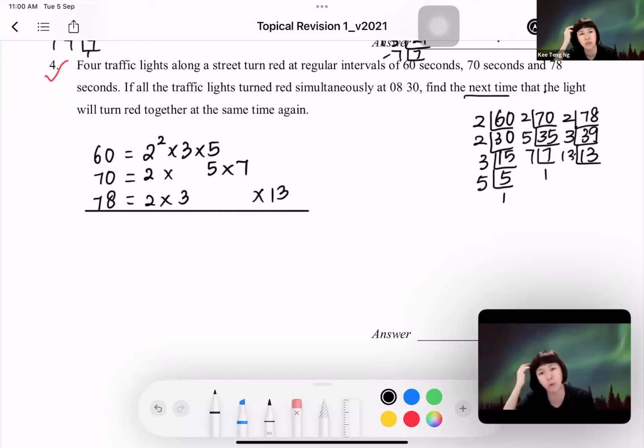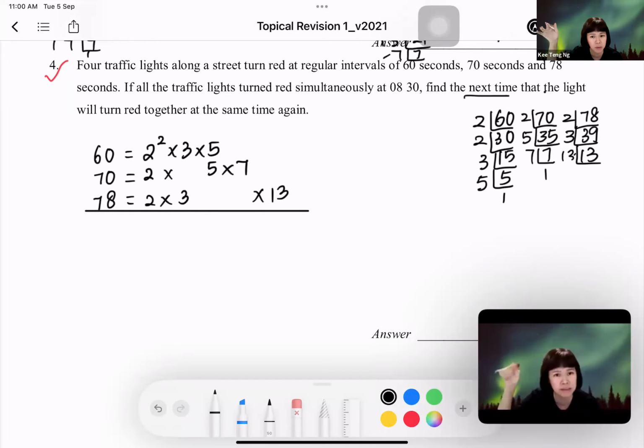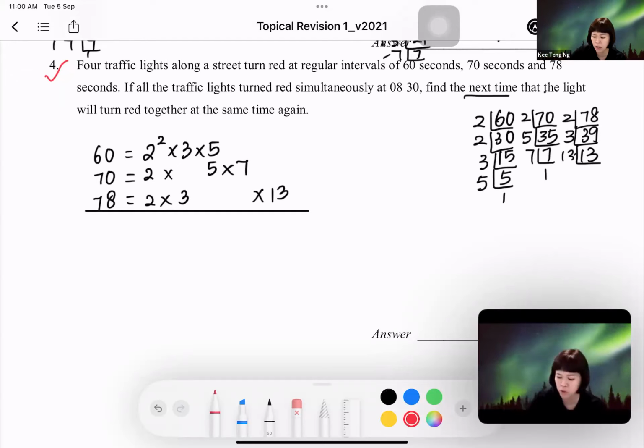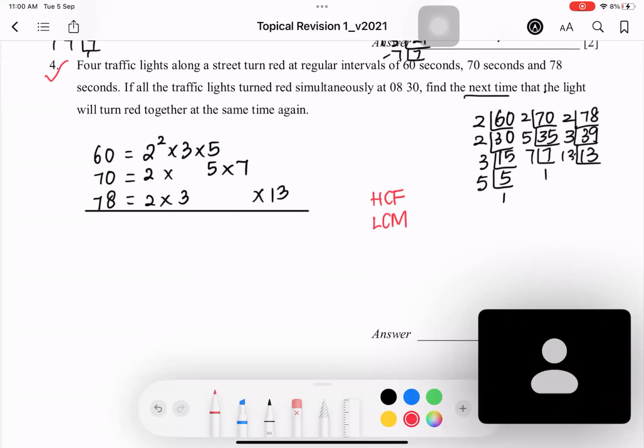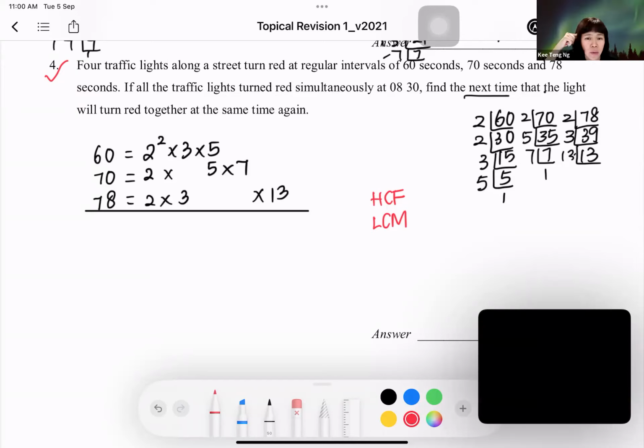For this type of question, to find when they meet next, are you going to use the highest common factor or the lowest common multiple? Which one should we use? At least somebody can answer me. I give you 2 options. Highest common factor or lowest common multiple? Anyone? Lowest common multiple. Thank you, Amira.